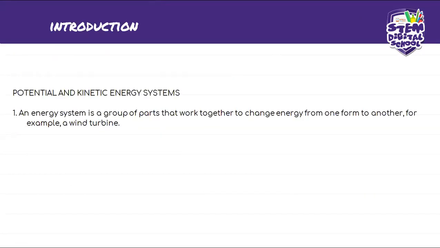All right, so a kind of introduction: an energy system is a group of parts that work together to change energy from one form to another. For example, a wind turbine. So even we human beings, our body can be described as an energy system, or a system, because our bodies are interconnected.